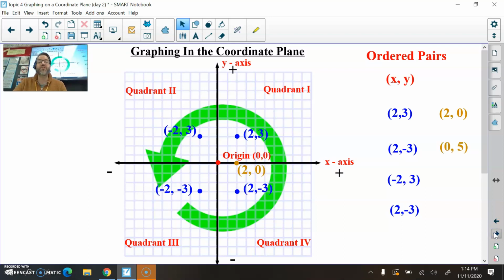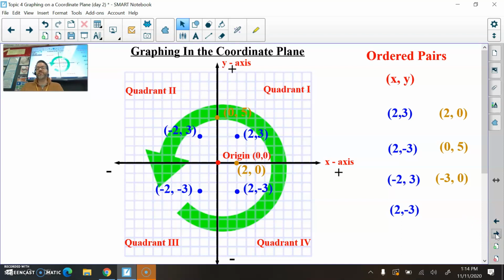What if we have 0, 5? Now the x-coordinate is 0, which means if I'm asking, do I go right or do I go left? Well, the 0 says, sorry, stay put. You're not going right, you're not going left. But then my y-coordinate, +5, means I need to go up 5 spaces, and that's where I land, right there on the y-axis.